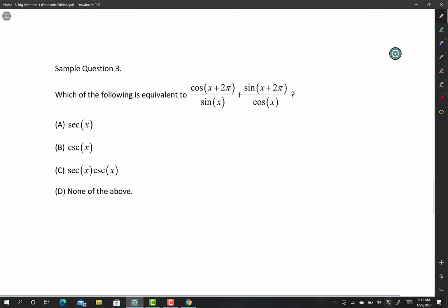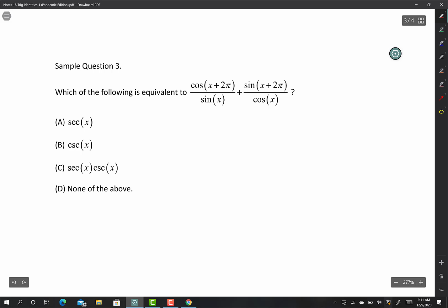All right, this one looks hard. Relax. It's not even that bad. So it says, which of the following is equivalent? And they try to trick you. They put x plus 2 pi and then x plus 2 pi. But remember, sine and cosine, if they have just an x like this one does, if you add 2 pi, you're going to have the same value, because the period of cosine, the period of sine is 2 pi. So I'm going to rewrite.